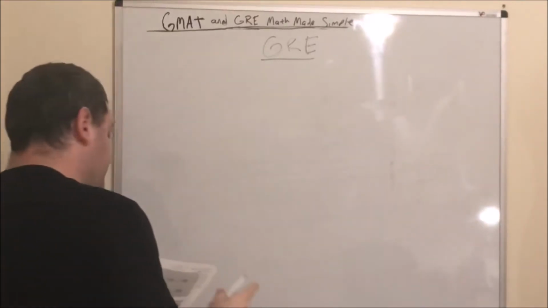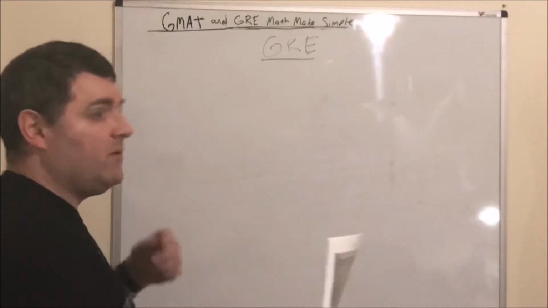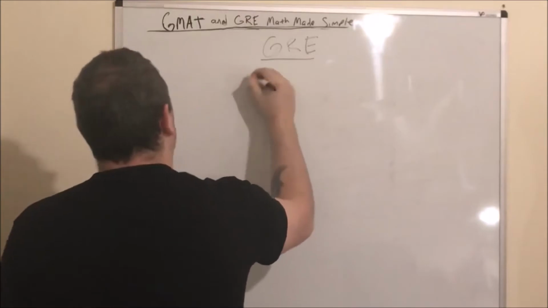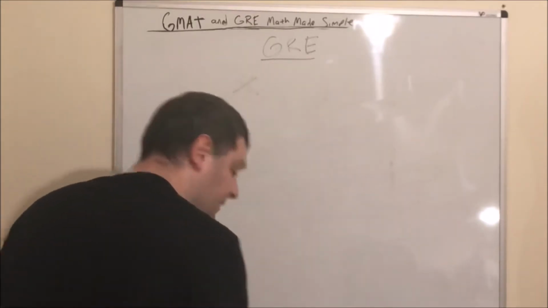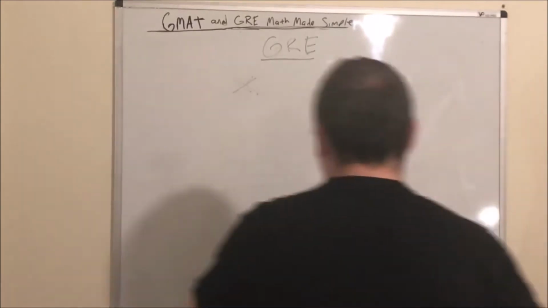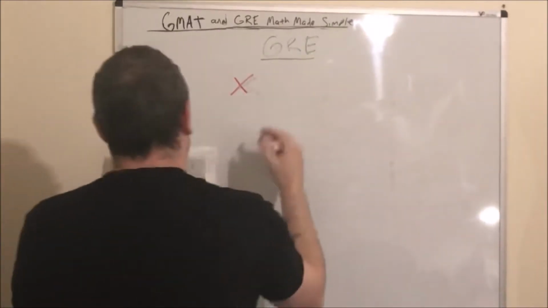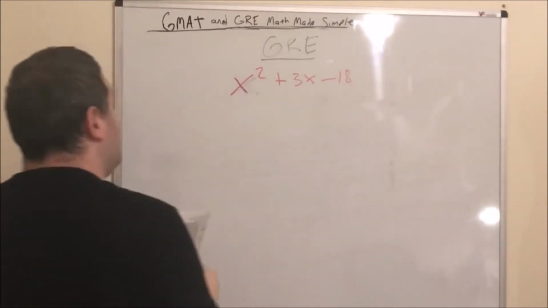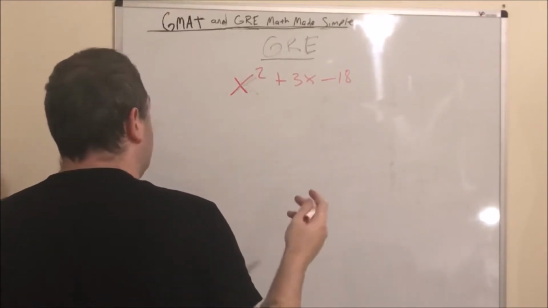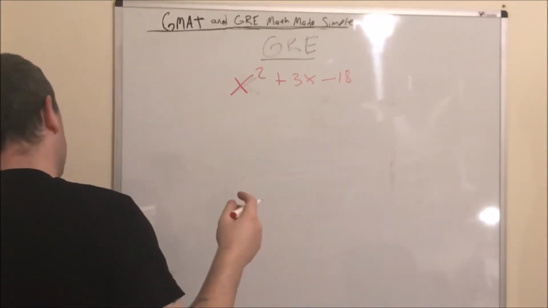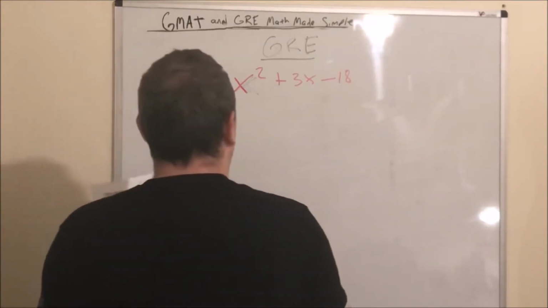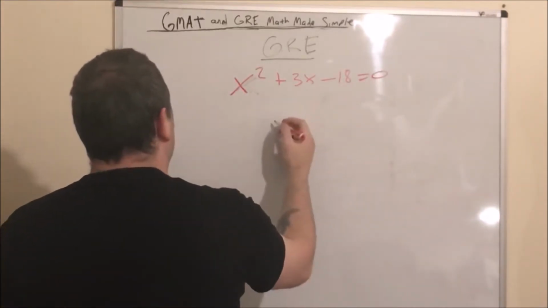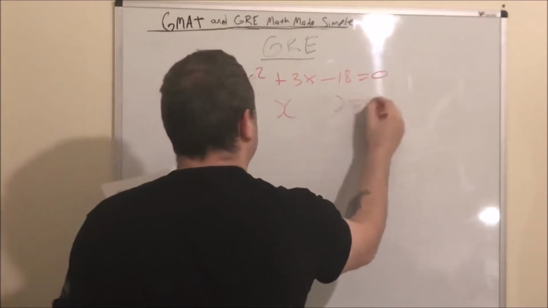Okay, so the first two we have are solving quadratic equations with only one equation in it. For the first one we have x squared plus 3x minus 18. Now, when it comes to solving these, we need to figure out what this answer could be. So what we can do is set it to 0 and then factor it. So we're trying to figure out what equals 0.